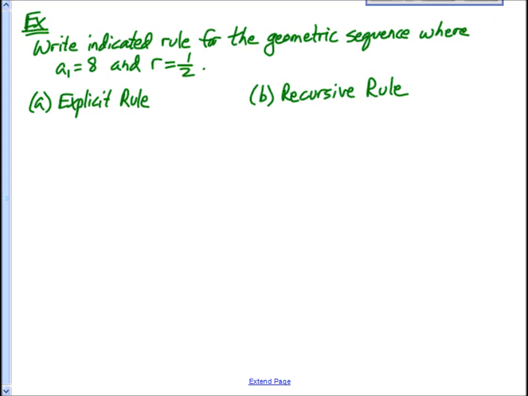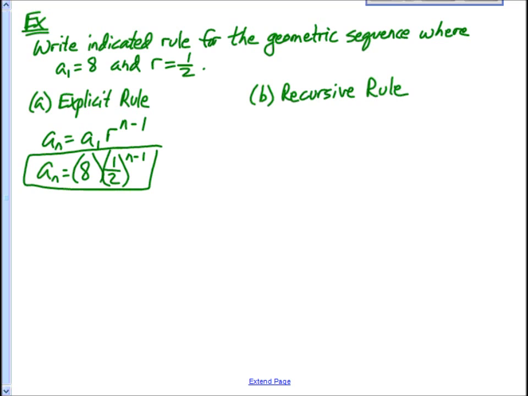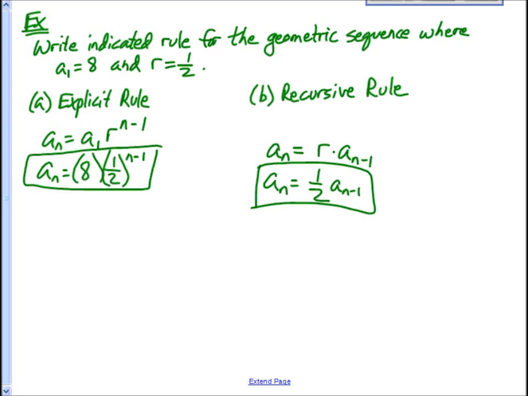Let's try another one like that. Let's go back to the explicit rule here. a n is a 1 r to the n minus 1. So we got 8 as our first term, and then we got r, a half to the n minus 1. There's our explicit rule. Our recursive rule is r times a to the n minus 1. So it's r times the previous term, and our r is a half. And leave it right there with our previous term. Okay, so half times a to the n minus 1.